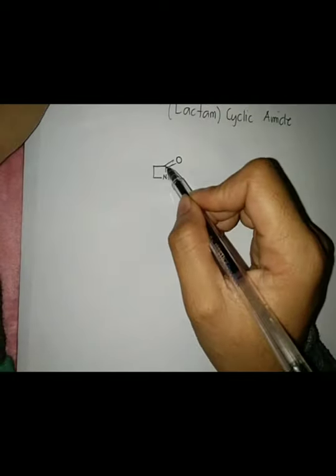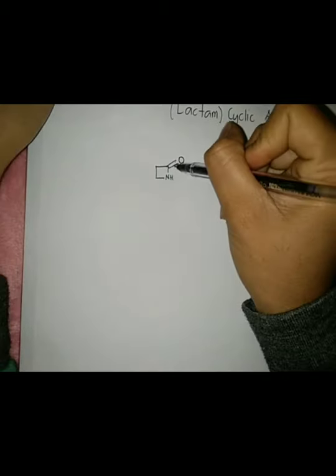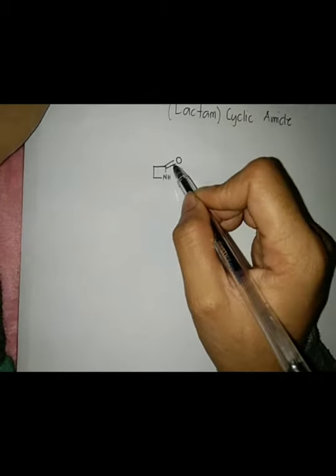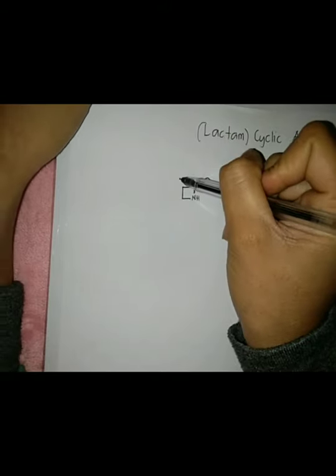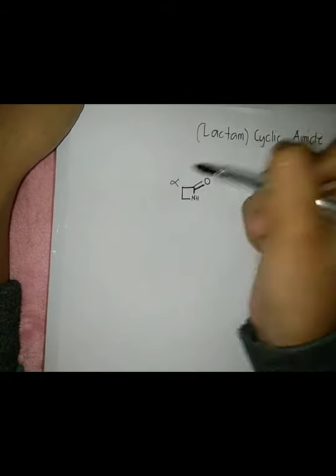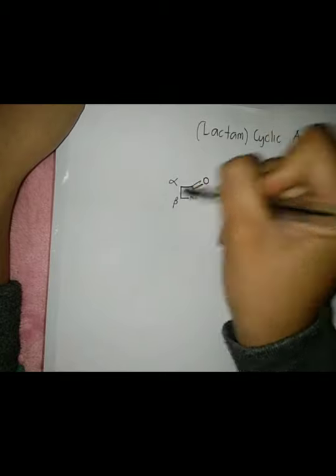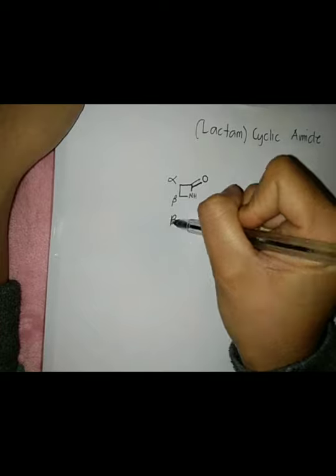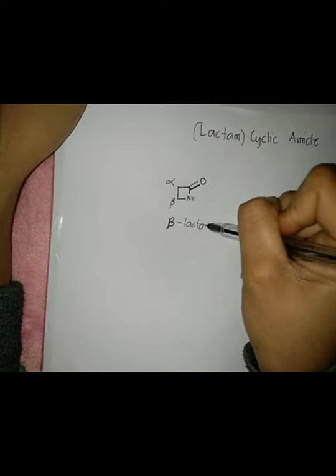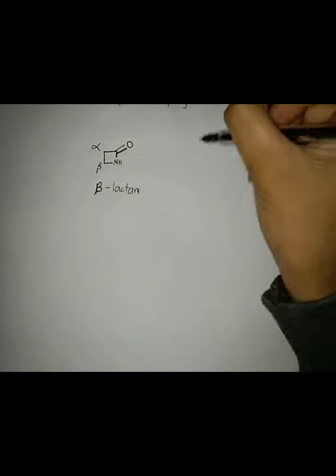This is an example of a cyclic structure, or a ring. The first thing we must do in order to name this structure is to name our carbon atoms here. Our first carbon is alpha. Our second carbon is beta. So the name of this structure is beta lactam. So we will proceed to another example.